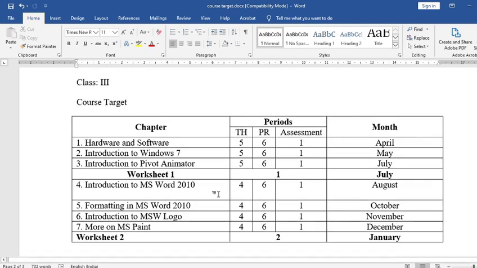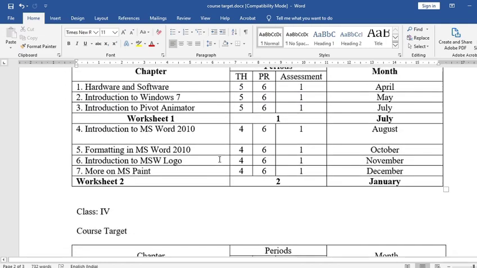So let me tell you what I'm going to cover tomorrow for the concerned class. For class 3rd, I would take your first chapter as hardware and software of computer. This I will try to cover up in April, and then I will move on to introduction of Windows 7. These two chapters will come in your PA1 exam.